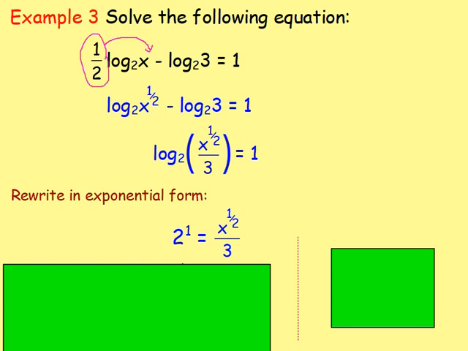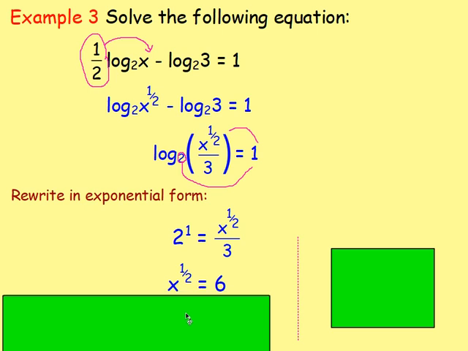So think base, bottom, top. So start with the base. The base is 2, so it'll be 2 to the power of 1, and that will equal x to the power of 1/2 over 3. Obviously, from there, 2 to the power of 1 is just 2. We've got x to the power of 1/2 here, and we've got divide by 3. We need to get rid of this divide by 3, so multiply both sides by 3. So in other words, x to the power of 1/2 would equal 2 times 3, 6.